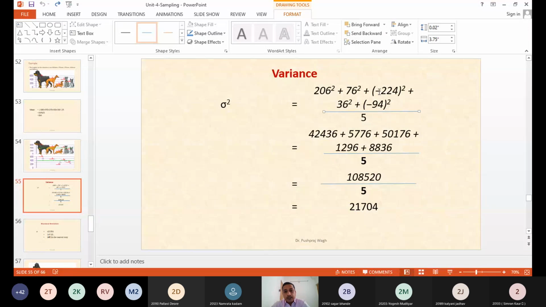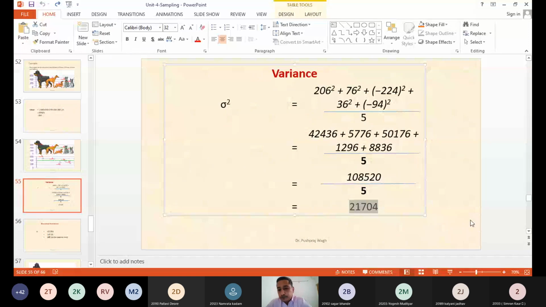As per the definition, this variance means the squared average of difference of each number from the mean. This variance will be denoted by sigma square. This sign is called sigma. Sigma square is called variance. So if we calculate these squares and we add it and take average, we get the value 21,704. This is the variance for this particular group.